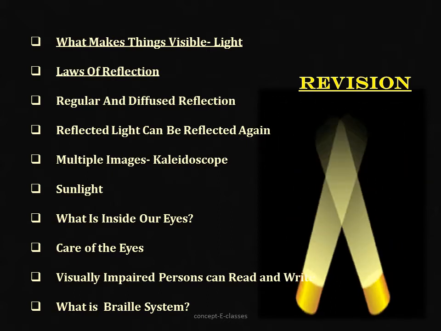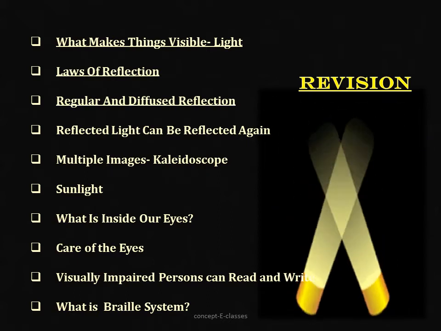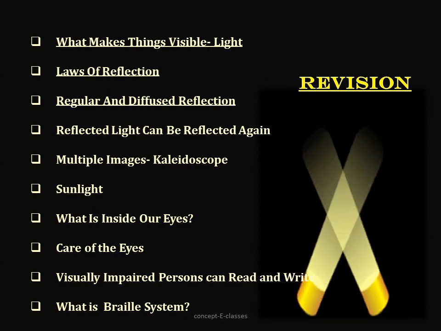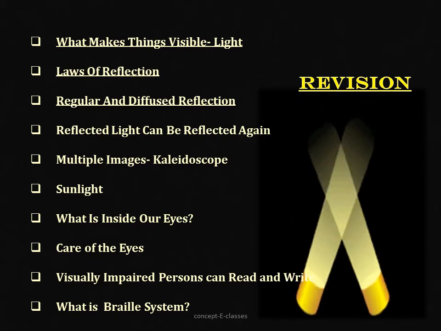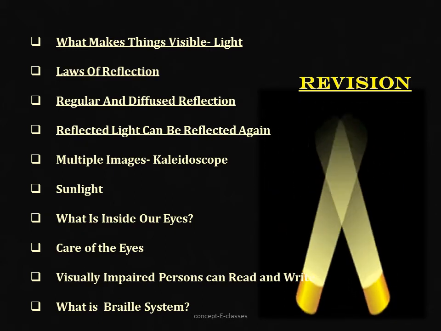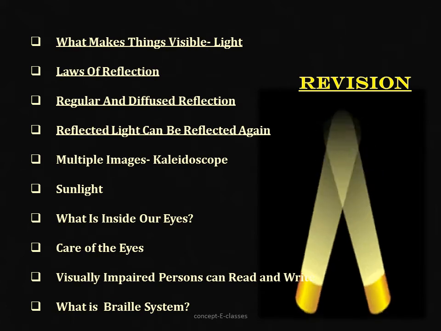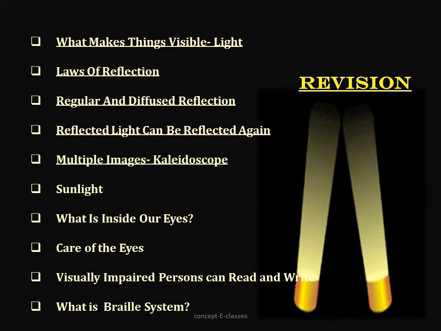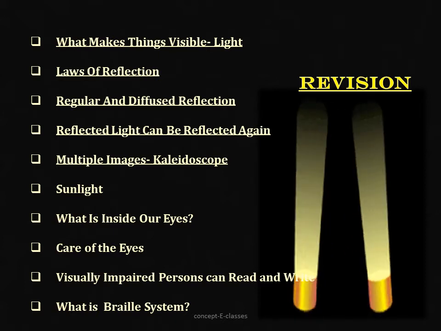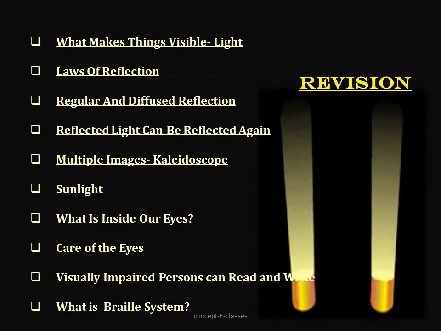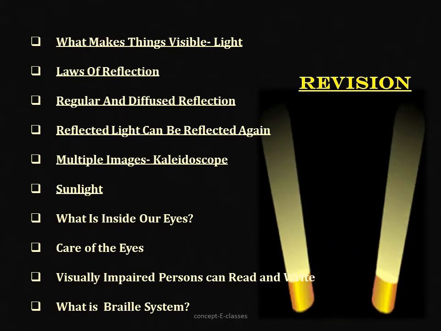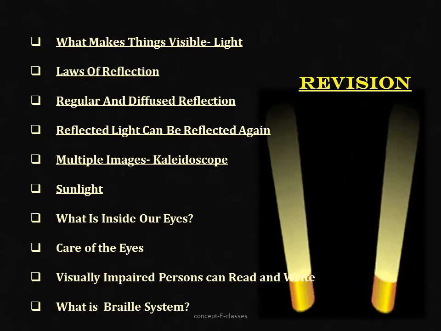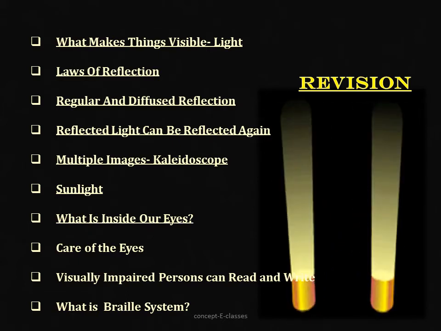Then we studied about the laws of reflection and the types of reflection. There are two types of reflection, regular reflection and diffuse reflection. Then we saw how reflected light can be reflected again. Then we also dealt with multiple images and a toy called a kaleidoscope and how we can construct that toy. Then we studied about the main source of light, which is sunlight.